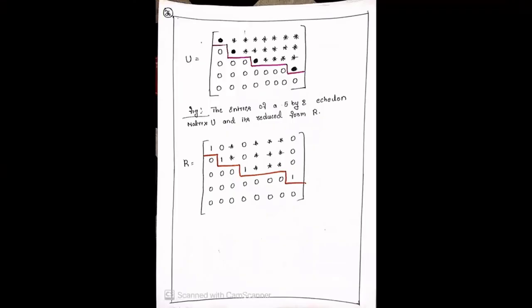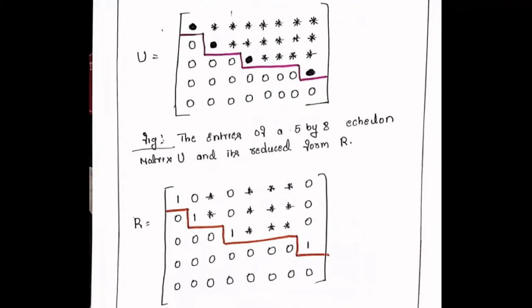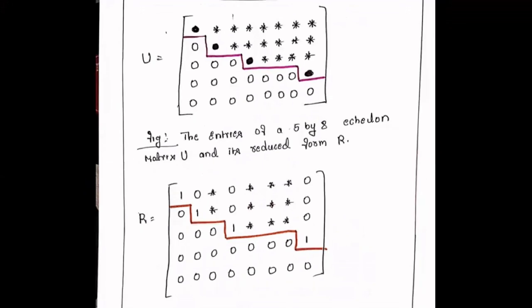So this is what the conclusion is. Okay, this is all about it. This is related to echelon form matrix. This is related to the row reduced form. If you observe that echelon form matrix, this is an example for a 5 cross 8 staircase pattern.